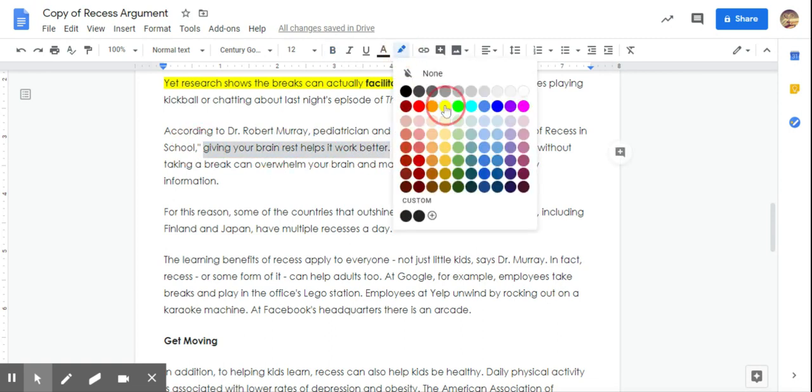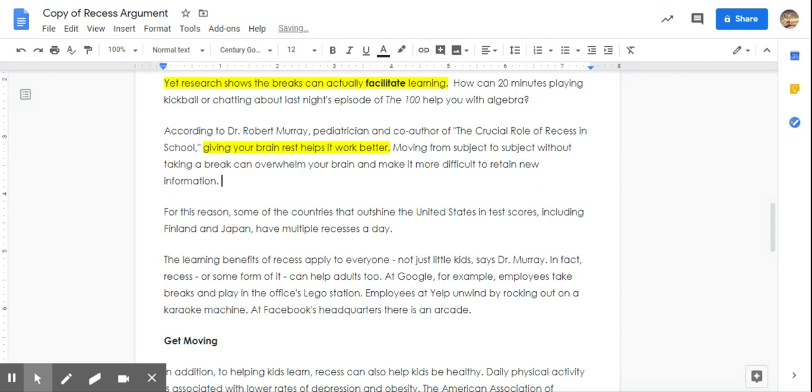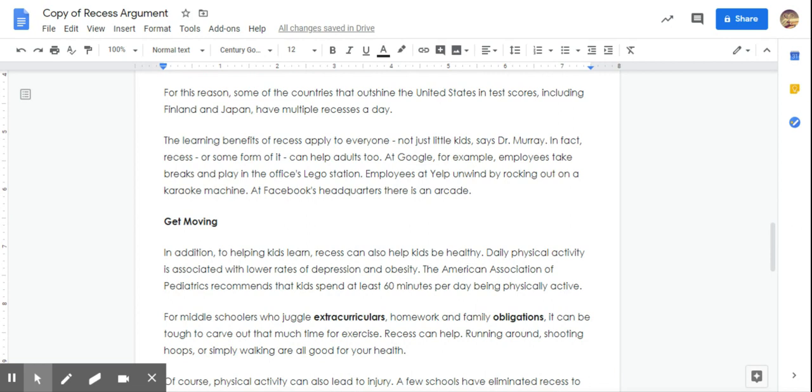I'm going to highlight it yellow. Moving from subject to subject without taking a break can overwhelm your brain and make it more difficult to retain new information. That's explanation. We're going to deal with that tomorrow. For this reason, some of the countries that outshine the United States in test scores, including Finland and Japan, have multiple recesses a day. Another example, we'll deal with it tomorrow.